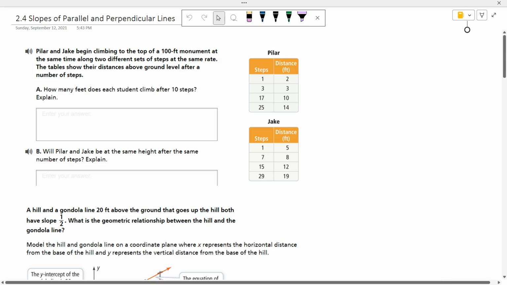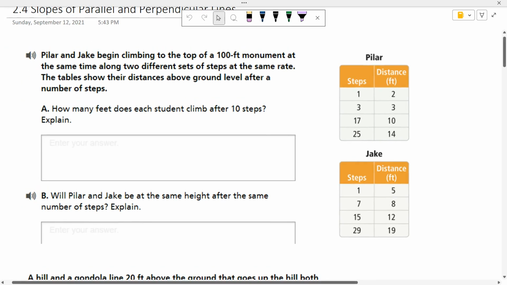Slopes of parallel and perpendicular lines. Pillar and Jake begin climbing to the top of a 100-foot monument at the same time along two different steps that they're climbing at basically the same rate. The table shows their distances above the ground. How many feet did each student climb after 10 steps?